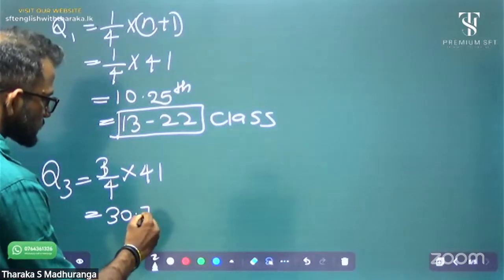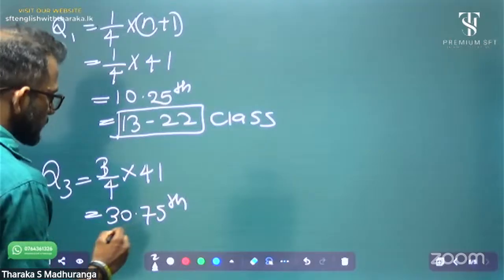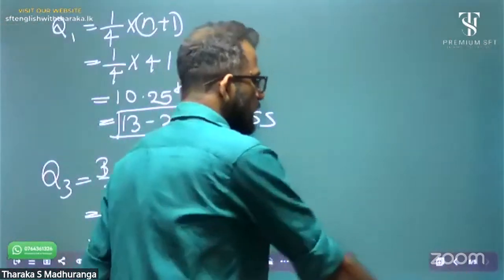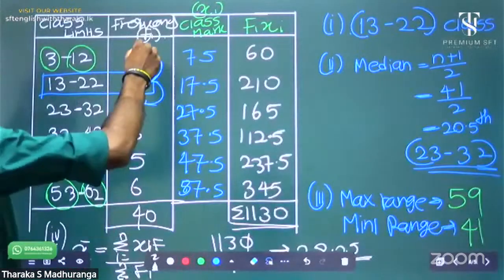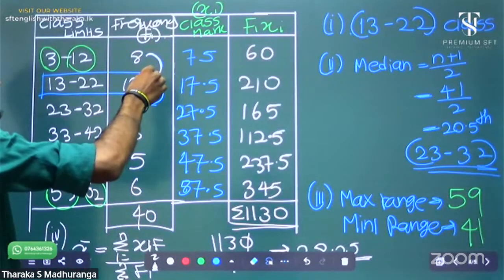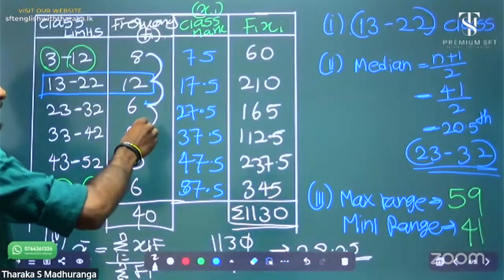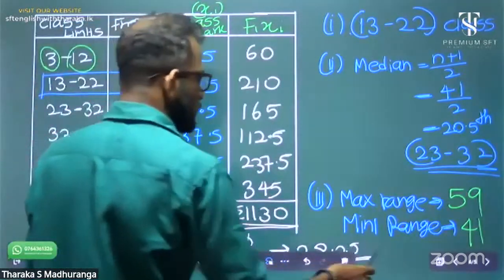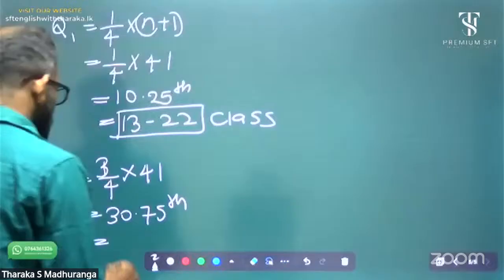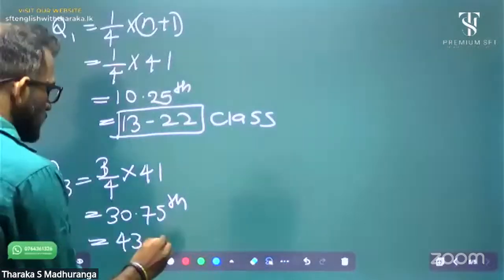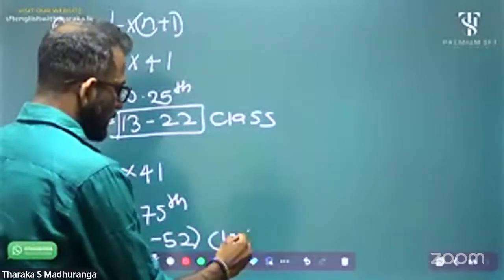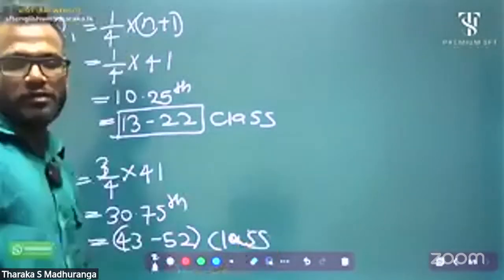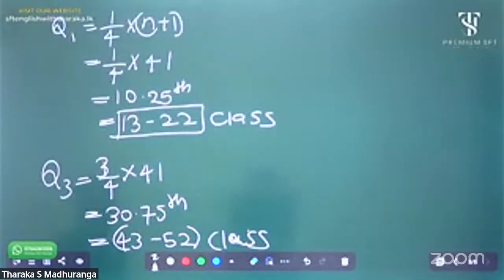30.75. 30.715, what's the class? 30.75. 20, 26, 29. 30.75, 43, 52, 43. Class. Okay, that's all.